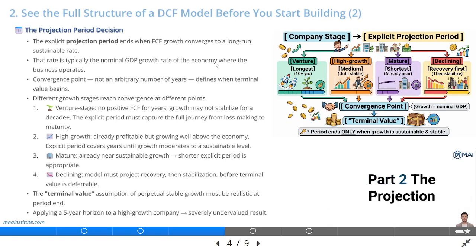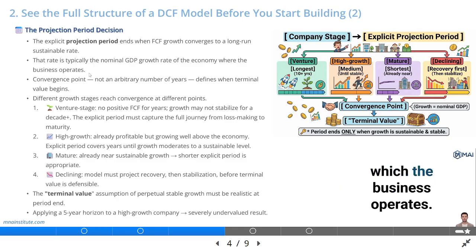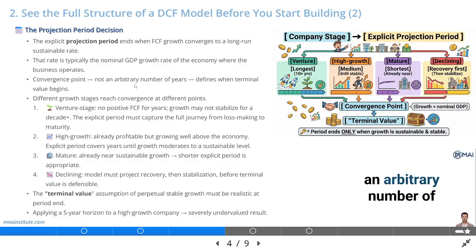Part 2. The projection period decision. The explicit projection period should extend until the company's free cash flow growth converges toward a long-run sustainable rate, typically the nominal GDP growth rate of the economy in which the business operates. That convergence point, not an arbitrary number of years, is what defines when the explicit period ends and the terminal value begins. Different growth stages reach that convergence at different points.